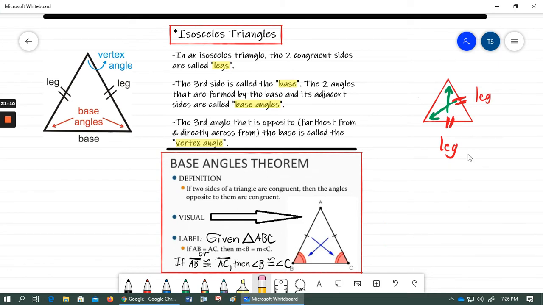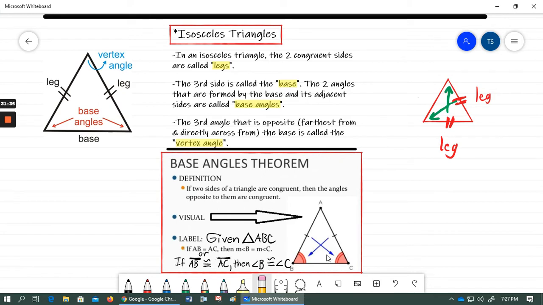And again, officially, it says if two sides of a triangle are congruent, then the angles opposite to them are congruent. Again, that's an if-then statement, what we call a conditional statement. I don't really have time to go into conditional statements, but anyway, folks, that's the base angles theorem and what it says.